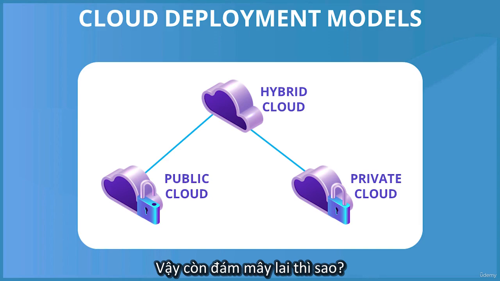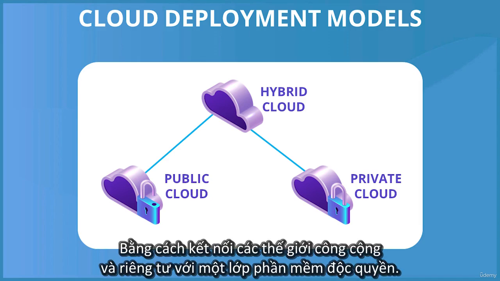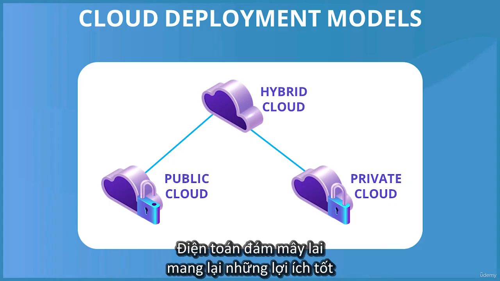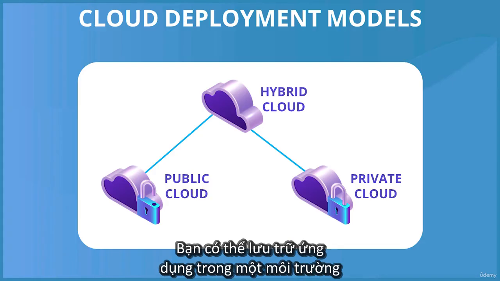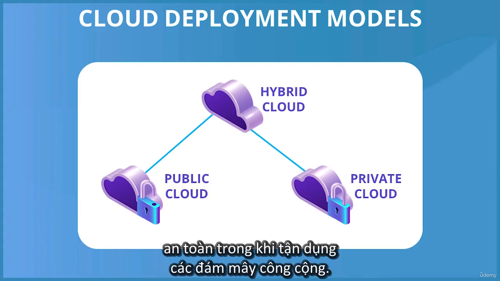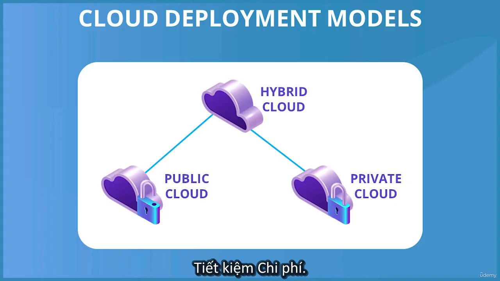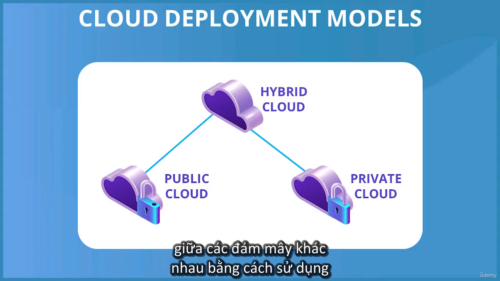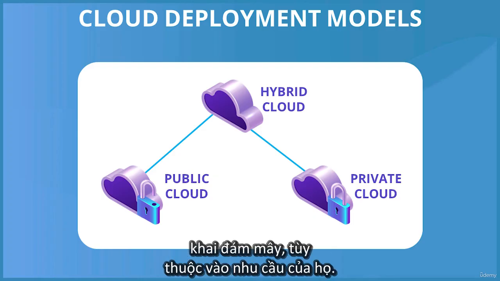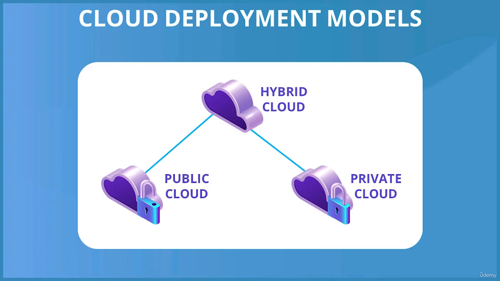So what about the hybrid cloud? Well, by bridging the public and private worlds with a layer of proprietary software, hybrid cloud computing gives the best of both worlds. With a hybrid solution, you may host the app in a safe environment while taking advantage of the public cloud's cost savings. Organizations can move data and applications between different clouds using a combination of 2 or more cloud deployment methods, depending on their needs.